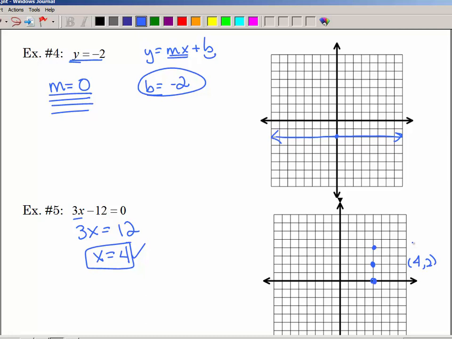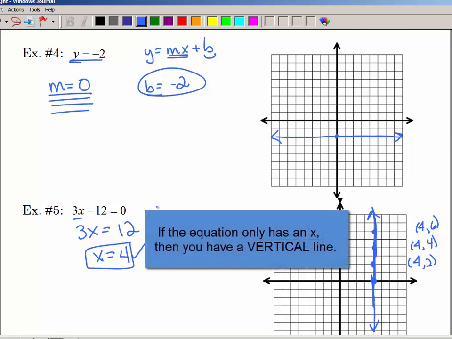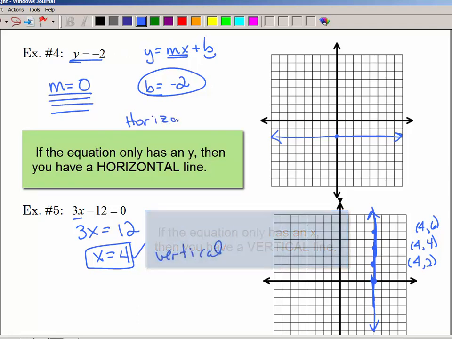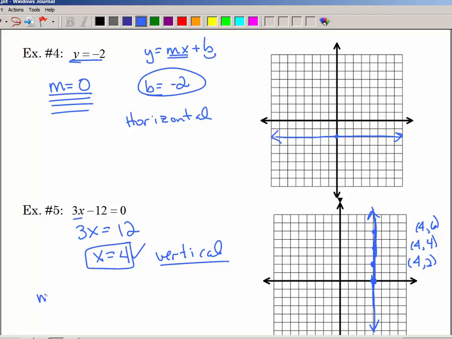What about that ordered pair? Isn't that 4, 4? That ordered pair is 4, 6. So all along those points, that's where x is equal to 4. So you have to know that if you only have an x, you're going to have a vertical line. And if you only have a y, you're going to have a horizontal line. But let's go back to this one, vertical line. What is that slope?